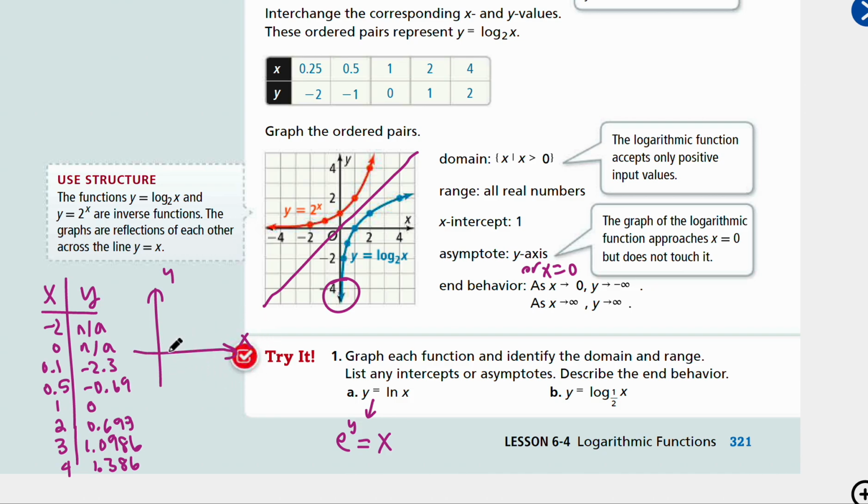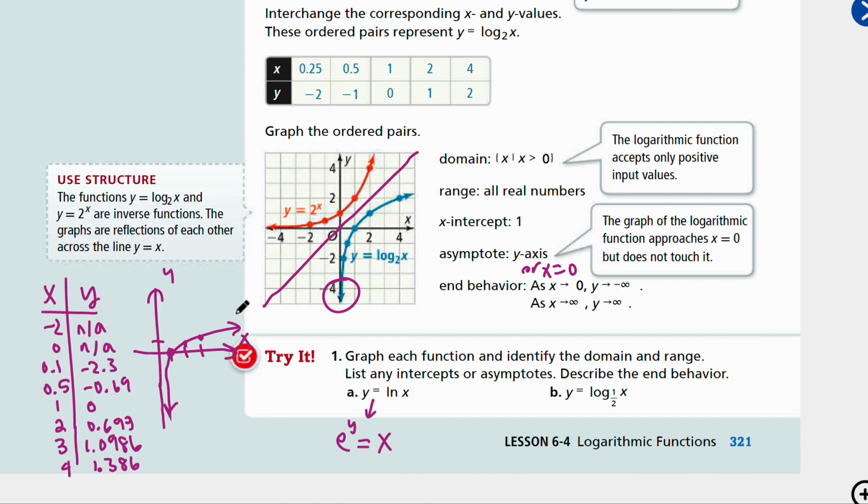So then you can graph using some of these points. So (1, 0) is your x-intercept. This is definitely important. (2, 0.6), (3, 1.09). 0.6 is very low, right? So it's going to go like that, and then the other way is going to go to negative infinity, but you have a vertical asymptote at the y-axis.